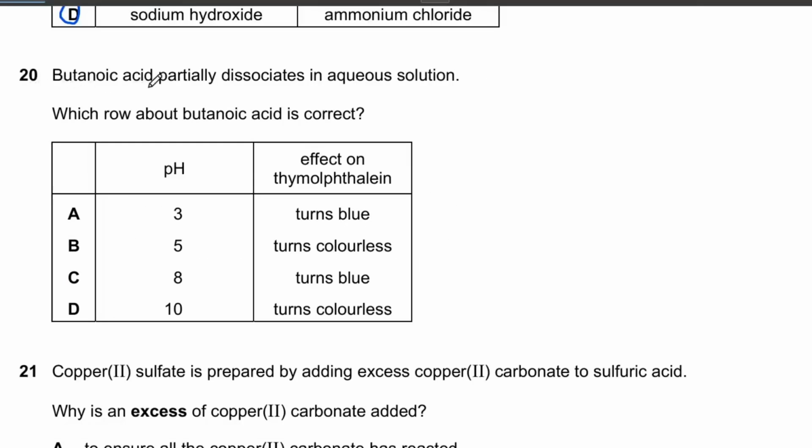Question 20. Butanoic acid partially dissociates in aqueous solution. Which row about butanoic acid is correct? So butanoic acid is a weak acid. So since it's a weak acid, the answer is between A and B, because 8 and 10 are alkaline. So 3 and 5 are acidic, but we are talking about weak acid. So weak acid should have a pH of 5 and not 3. So our answer is B.